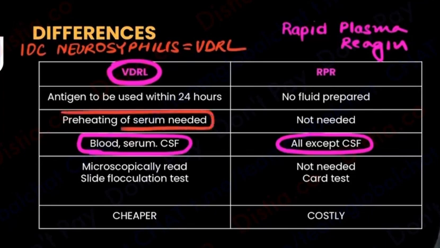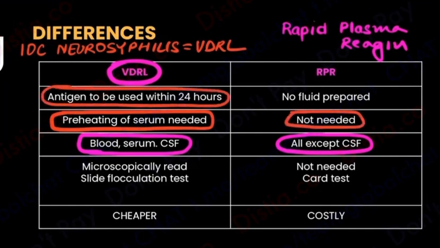Did you need to preheat everything? You had a problem. You had to preheat the serum, right? In RPR you don't have to do that. In VDRL, did you have to prepare that cardiolipin antigen and within 24 hours you had to use it? Yes, I had to prepare that cardiolipin antigen. In RPR, you can directly use the antigen. You don't have to prepare any cardiolipin antigen.